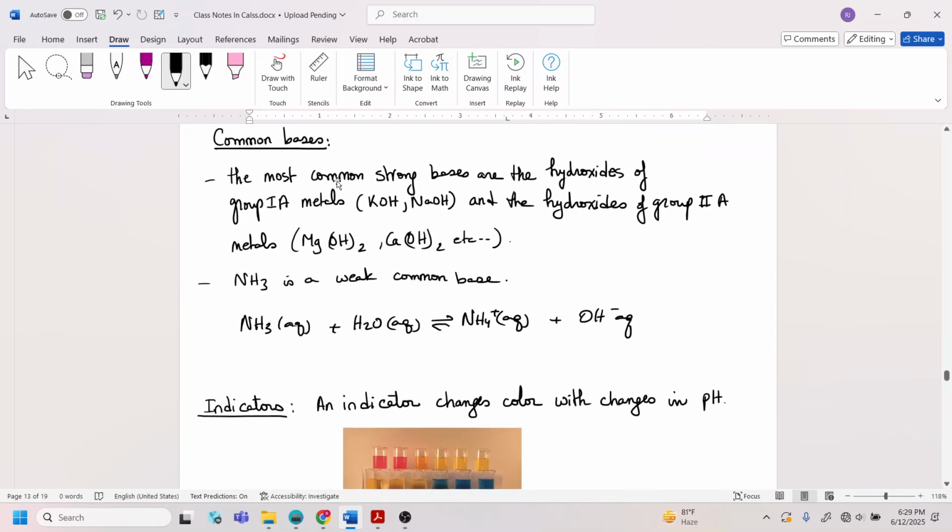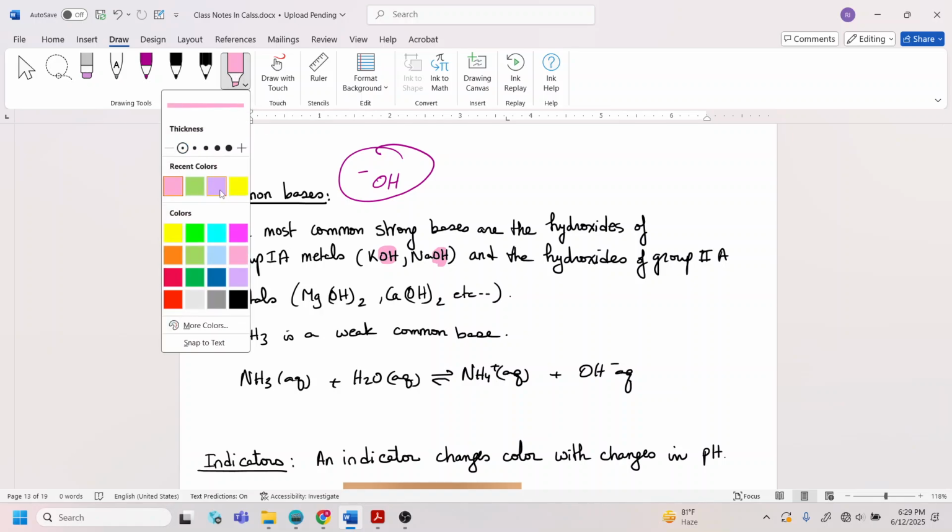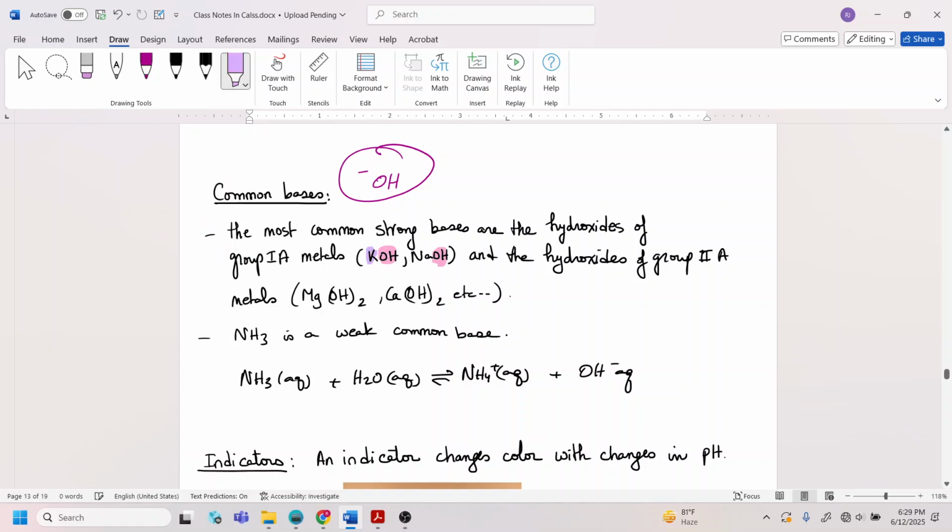For the common bases, so we said last time that bases are represented by an OH minus. So if you see an OH minus, this is immediately a base. Most of the bases that we're going to talk about, they contain OH minus, and they start with a cation. The cation can be any cation, like potassium, sodium, calcium, magnesium. So cations are always metals in here. They can be polyatoms, by the way.